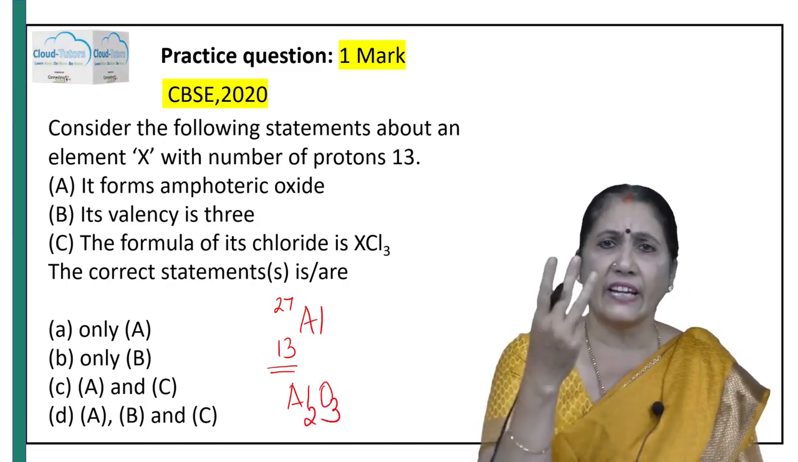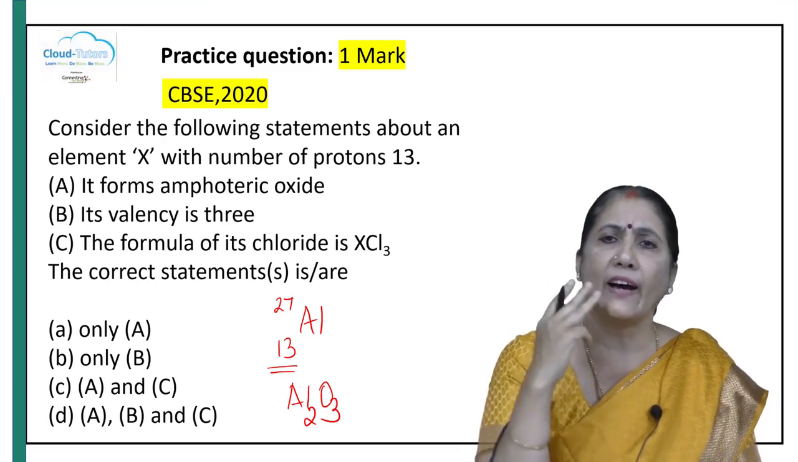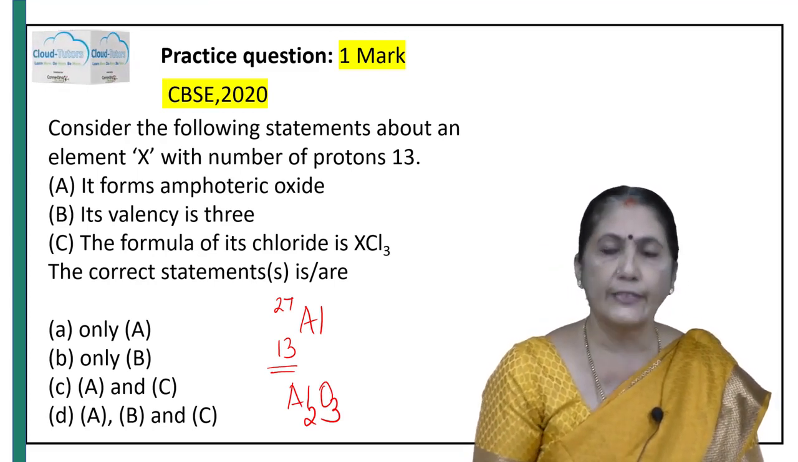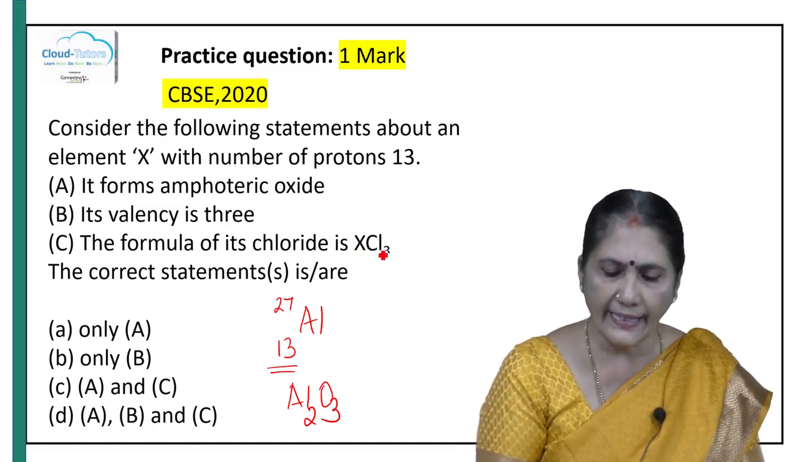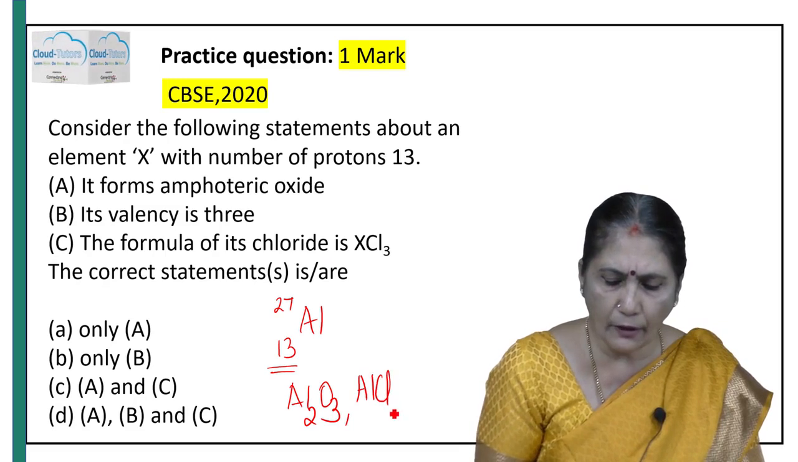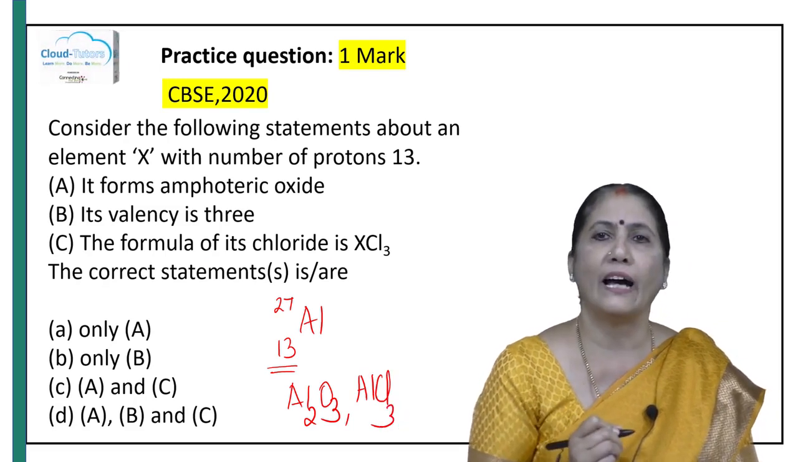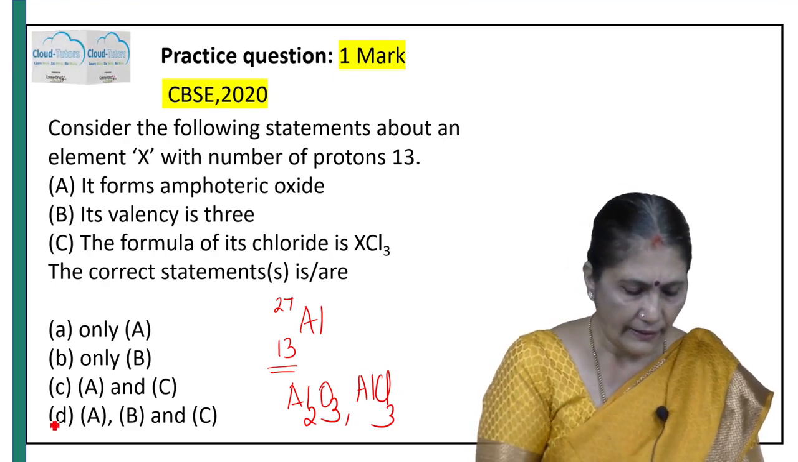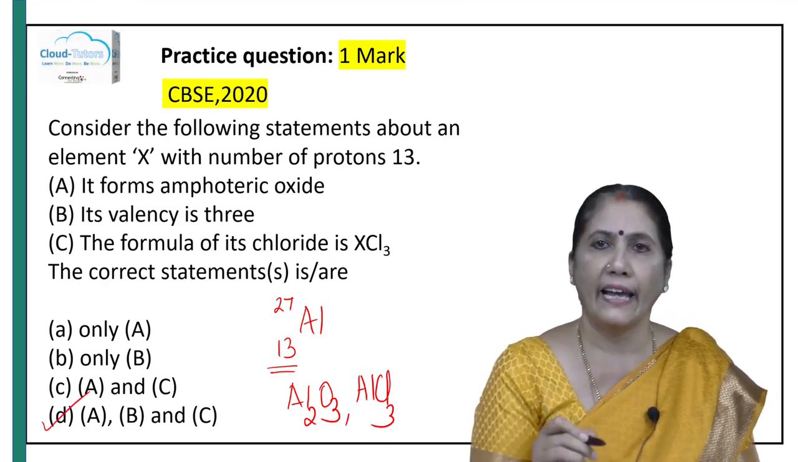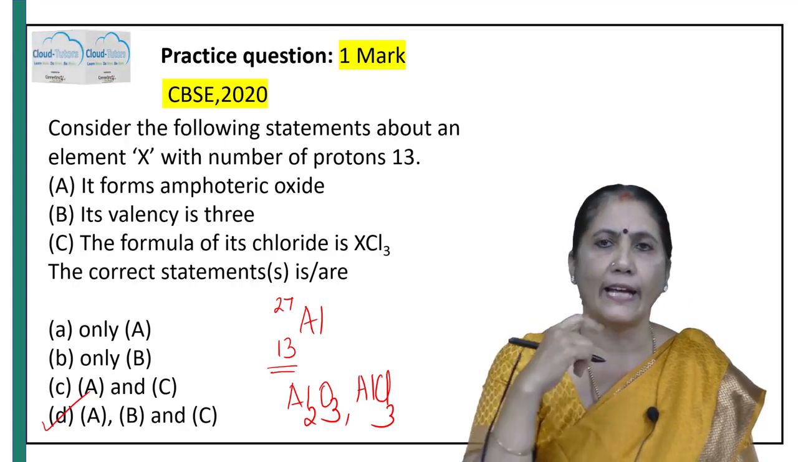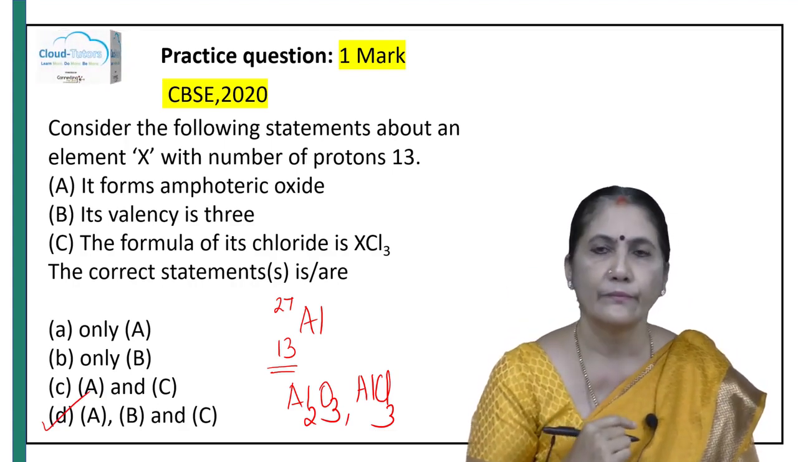Its valency is 3. Aluminium is having valency 3. It is a trivalent element. The formula of its chloride is XCl3. That means if I say aluminium chloride, it is given by the formula AlCl3. What is the correct statement? The correct answer is A, B and C. They are all correct. So that will fetch you 1 mark.